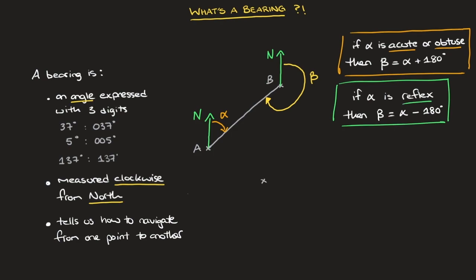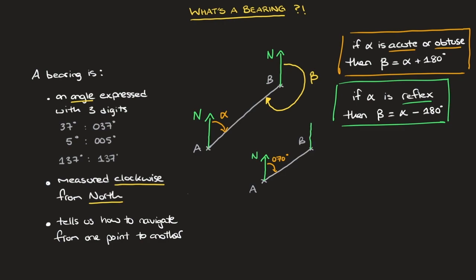And in fact, here's a quick example. Let's say I had a point A here and a point B right here, and I'll draw the line segment joining A and B. And let's say the bearing of point B from point A was 70 degrees, so I'll write that as 070. Remember, a bearing is always expressed with 3 digits. Then, because 70 degrees is an acute angle, we could quickly use this formula here to figure out the bearing of point A from point B. In fact, let's quickly illustrate that.